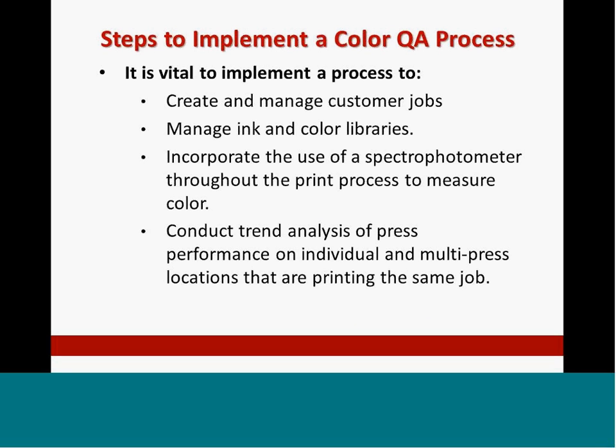So let's go through the steps on implementing a color QA process. I consider these some of the most vital. One is creating and managing customer jobs. Another is how to manage ink and color libraries. I think a key component is to remove the subjective nature of visually judging color accuracy with your eye, and implement a more empirical process of using a spectrophotometer to actually take measurements. And here what's very important is not only to measure color, but to look at the trend. Let's do a trend analysis of the press's performance on individual and multi-press locations that are printing the same job, to see how well they're performing. And we'll go through these items one by one.